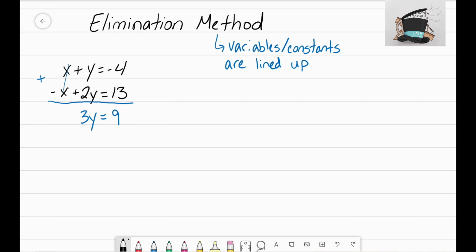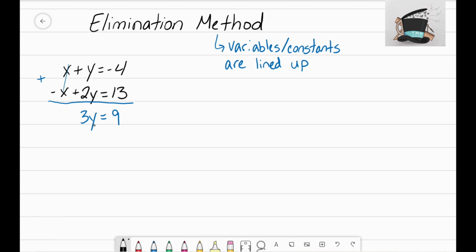And that's why we use elimination method, because I take these two equations that have two variables each. They both have x's, they both have y's. Well, if I can add them and eliminate a variable, I'm just left with a very simple equation. And I think we know how to solve this one.